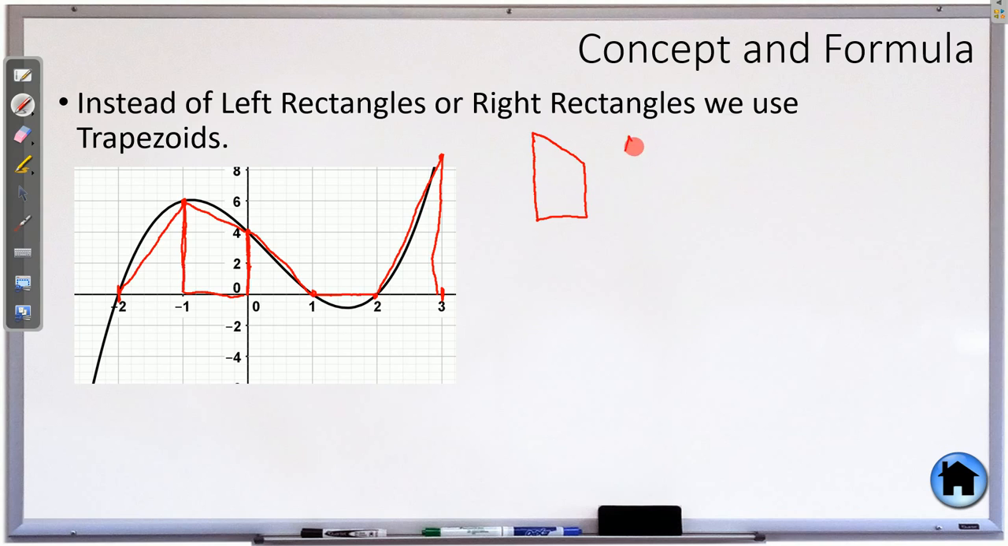So the area of a trapezoid is base 1 plus base 2 divided by 2 times the height. So this is base 1 and this is base 2, and technically this down here is the height. Yes, we've got it turned on its side so it doesn't look like a height being vertical, but that is technically the height. And so this is the formula we're going to add up over and over again.